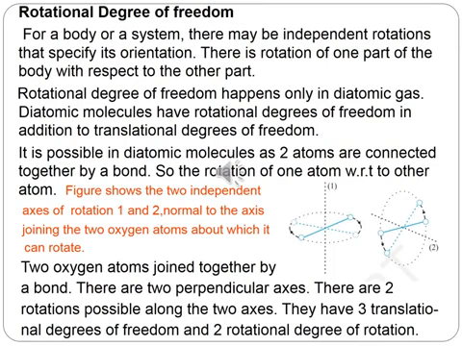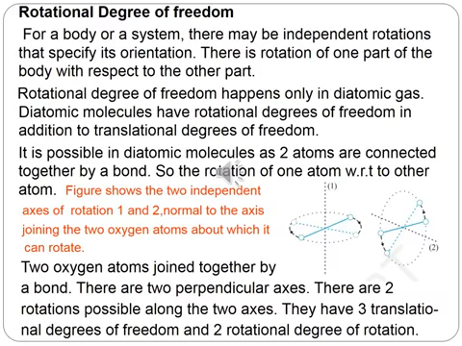Let us study rotational degree of freedom. For a body or a system, there may be independent rotations that specify its orientation. There may be rotation of one part of a body with respect to another part. Even in some molecules, this kind of rotation happens. What is rotational degree of freedom? It represents the number of unique ways the molecule can rotate about its center of mass with a change in the molecule's orientation.